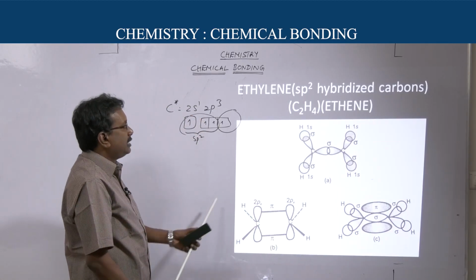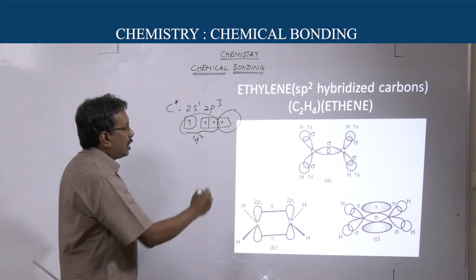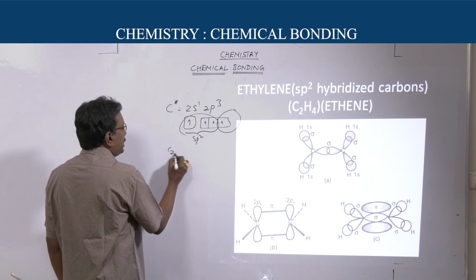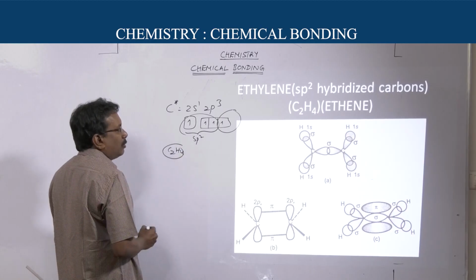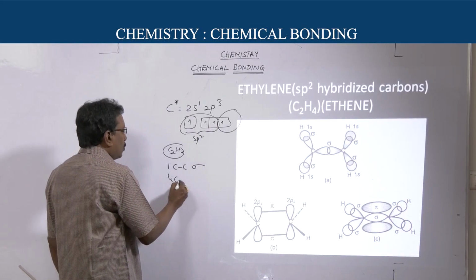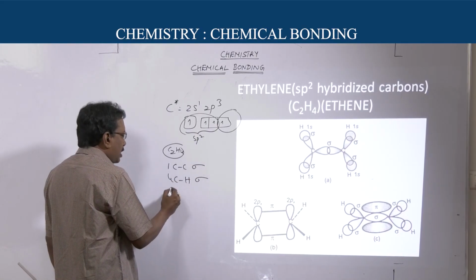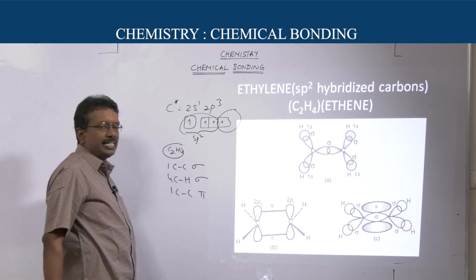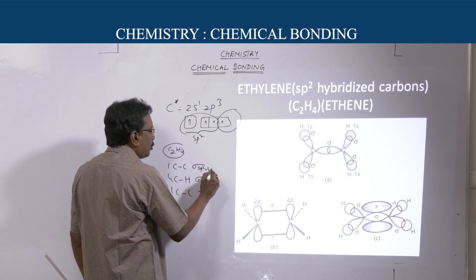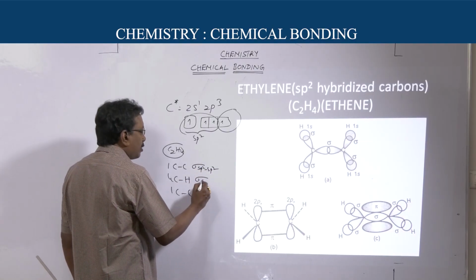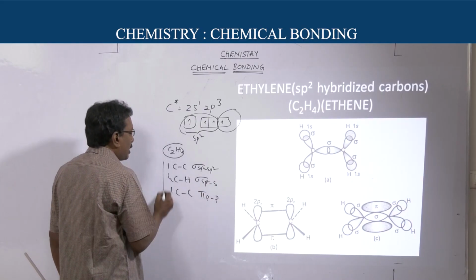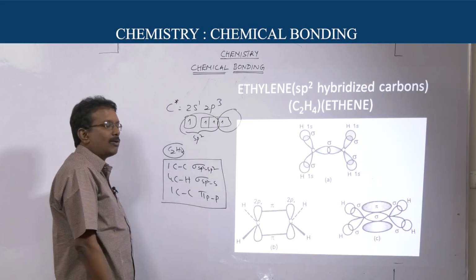So overall, in this ethylene molecule, if you observe what type of bonds there are, first, the nature of bonding. In this ethylene or ethene molecule, I am writing here: 1 C-C sigma bond, 4 C-H sigma bonds and 1 C-C pi bond. So a total of 6 bonds are there. The C-C sigma bond is formed by sp2-sp2 overlapping, the C-H sigma bonds are formed by sp2-s overlapping, and the C-C pi bond is formed by p-p overlapping. This is called the nature of bonding.